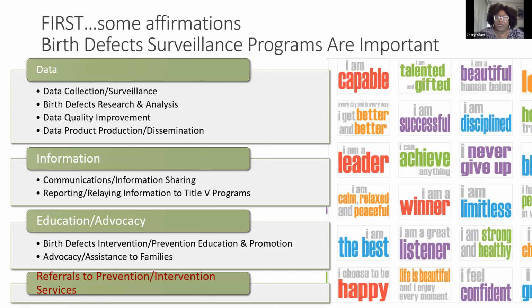If you are an active participant of a birth defect surveillance program, or you are an active supporter of a birth defects surveillance program, it is proven to be very, very vital and necessary. Aside from, of course, the obvious, which is data collection and analysis, and also working to improve data, working to disseminate that data and products, but also information that it provides. And also, we can't forget about the subjects of this data that are often participants in Title V programs across our country. And then also the education and advocacy that some of you folks provide directly or facilitate others to provide, and also the advocacy and assistance to families.